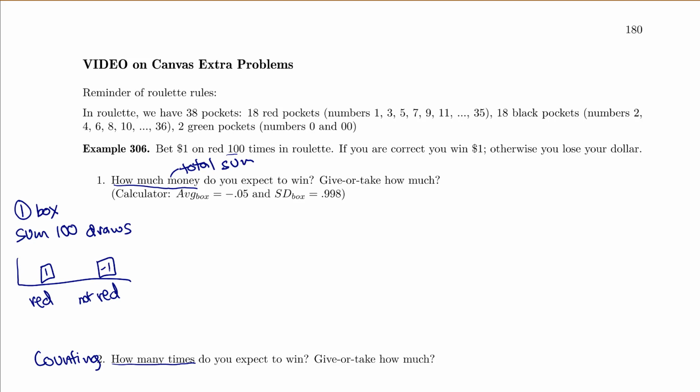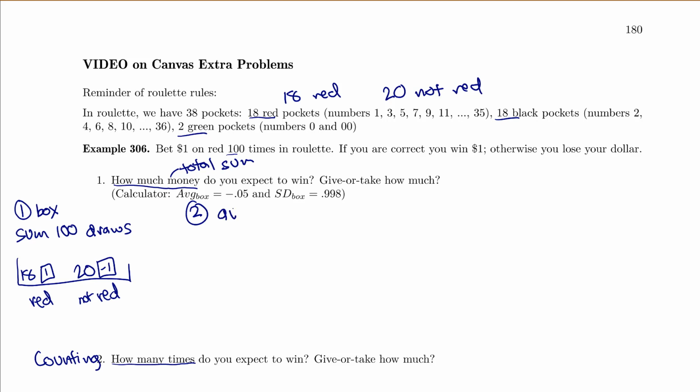Now I also need to know how many tickets. So how many chances do you have to win? There's 18 red pockets. So 18 red. And then how many not red? There's 18 black and 2 green. So that means 20 not red. So there's 18 chances to win, 20 chances to lose. So we win $1 and we lose $1. That's what's in my box.